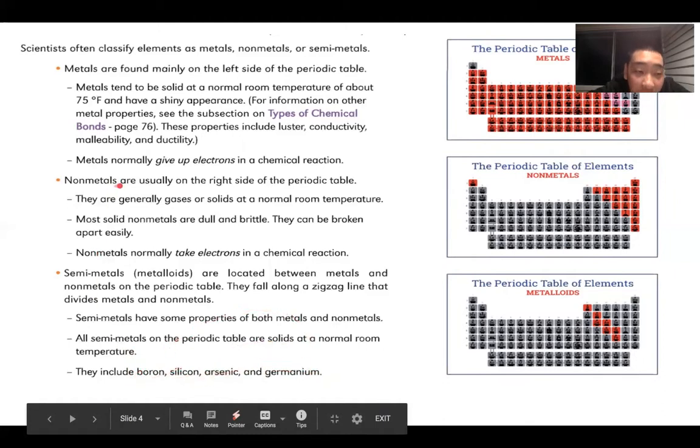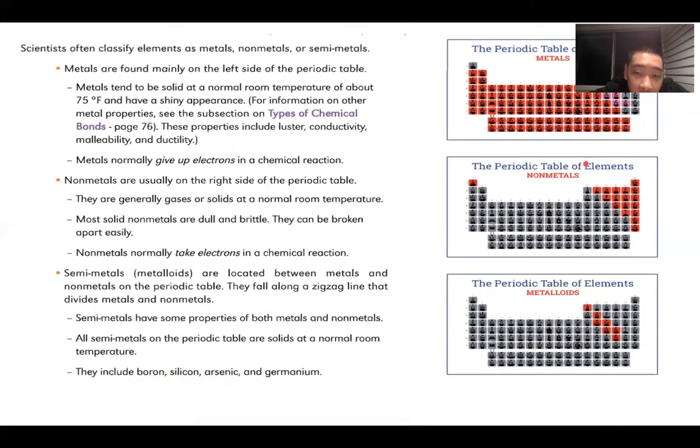Okay, now non-metals, they're usually on the right side of the periodic table, so like right here. And with one little exception right here. And if you guys don't know, this is hydrogen. Hydrogen's like a little loner over here. They're generally gases or solids at normal room temperature, which means that they don't like to be in the middle. They like to be in the extreme, right? Either I'm solid or I'm a gas. I don't like to be in the middle, right? I'm not the middleman. Most solid non-metals are dull and brittle.